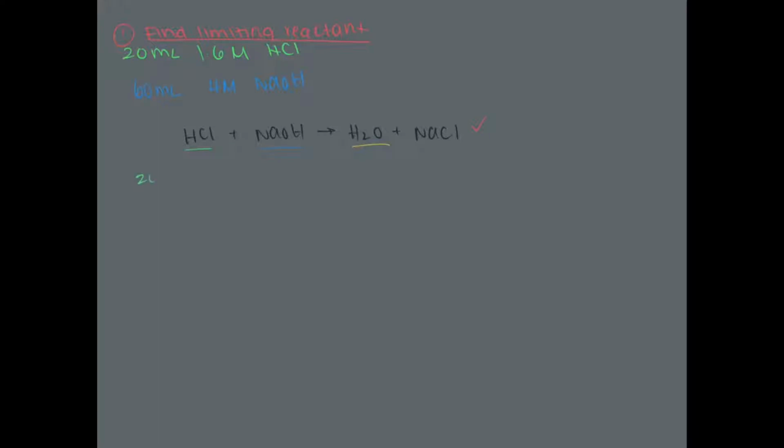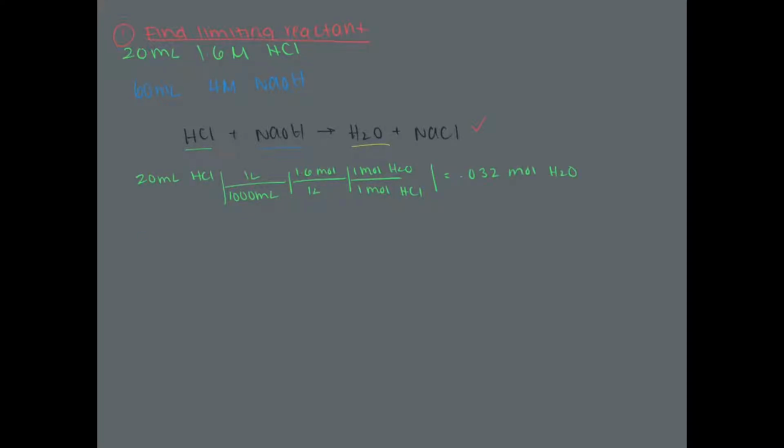So first, let's find the amount of moles of water produced by the 20 mL of hydrochloric acid. We start with 20 mL, and we know there's 1,000 milliliters in 1 liter. And in this 1 liter, there's 1.6 moles of hydrochloric acid. Using the stoichiometric ratio, for every 1 mole of hydrochloric acid, there's also 1 mole of water. So when we multiply all these numbers together, we get a grand total of 0.032 moles of water.